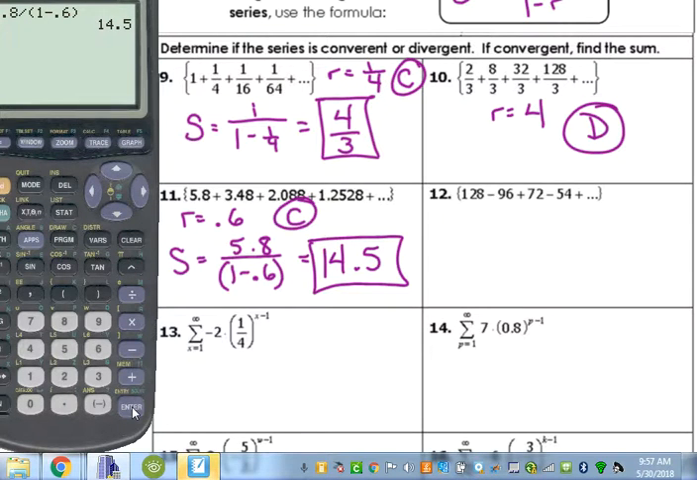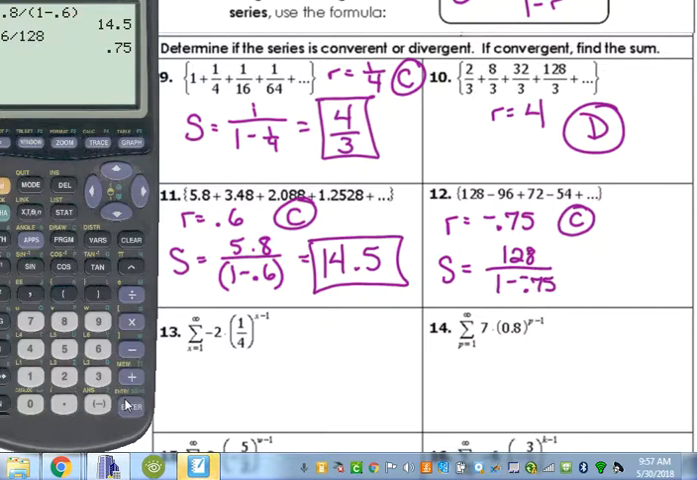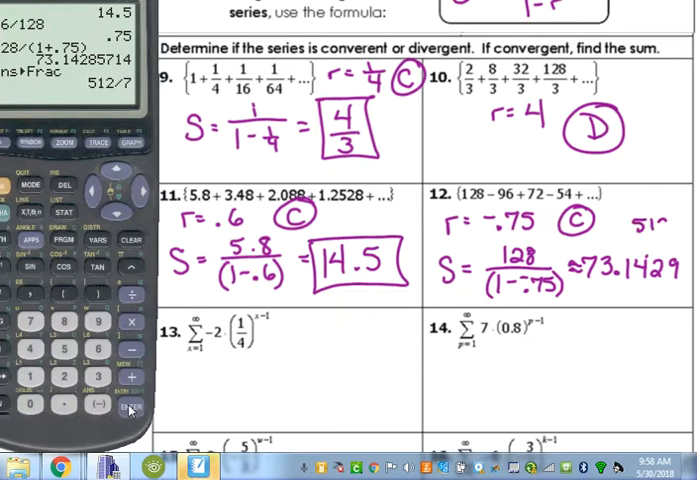Okay, number 12. What's our common ratio? It's negative, right, first of all. 0.75, 3/4. So that's less than 1, so this converges. Sum is the first term divided by 1 minus the common ratio. Make sure you get that negative in there. The approximate answer is 73.1429. We could get a fraction, 5/12 over 7. Either one of those.